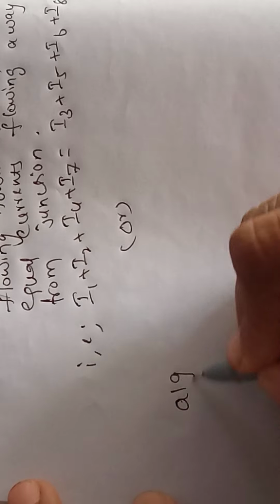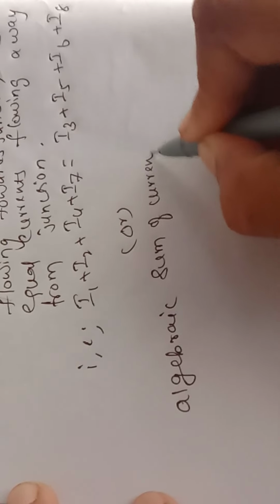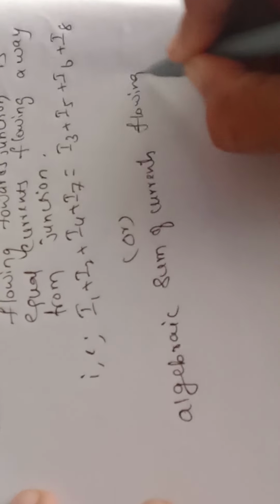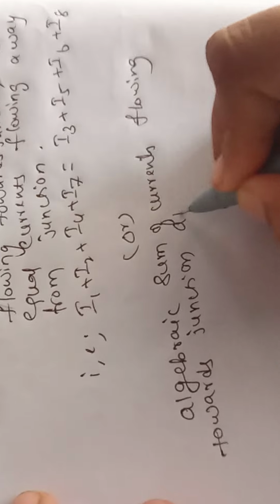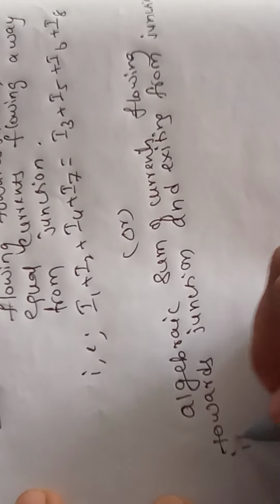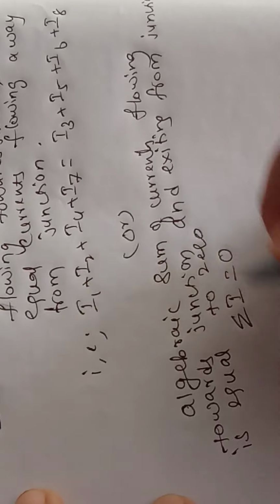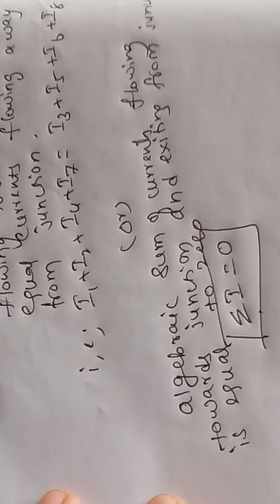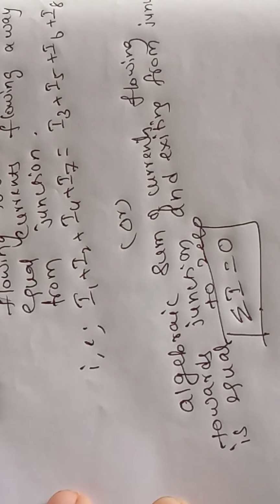Or we can also say that the algebraic sum of currents flowing towards the junction and exiting from the junction is equal to 0, that is, summation I equals 0. This we call the current law. So this is about Kirchhoff's current law.